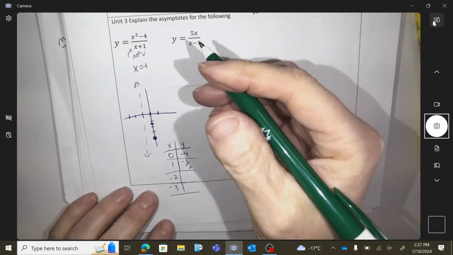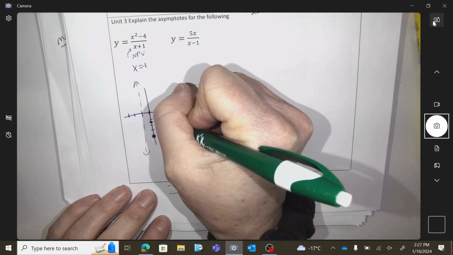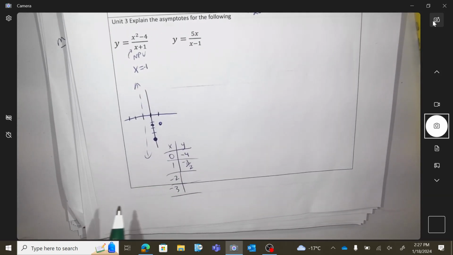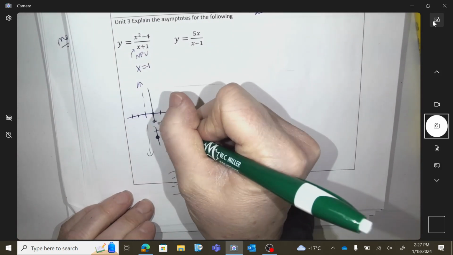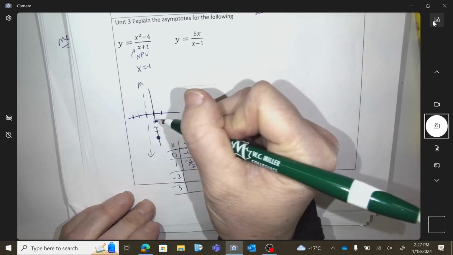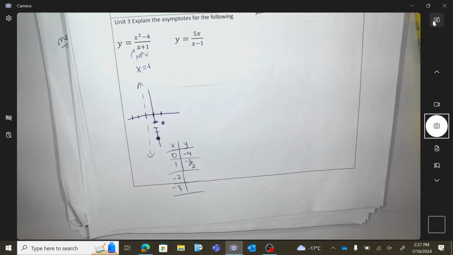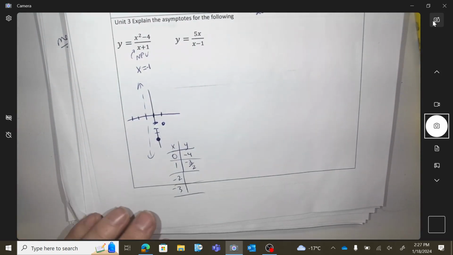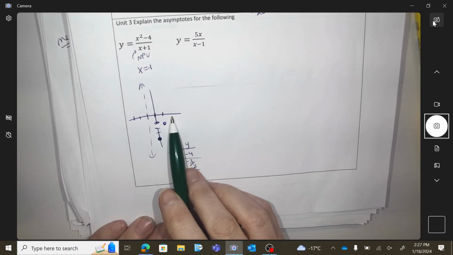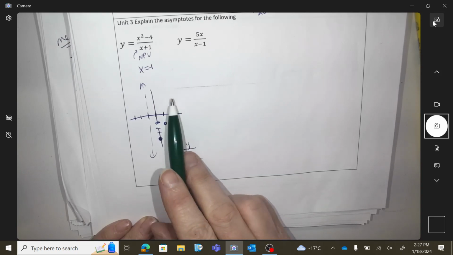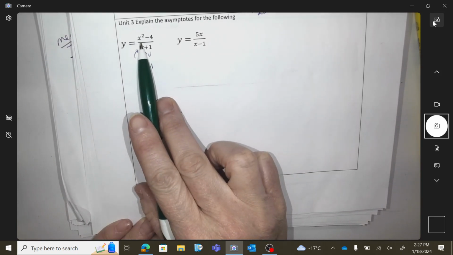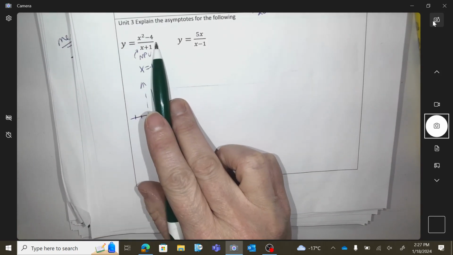Whoops, what am I doing here? Oh, I don't even know. Maybe I'm going to do another one here. What if you plugged in a 2? 2 squared is 4 minus 4. Well, that's going to be 0.